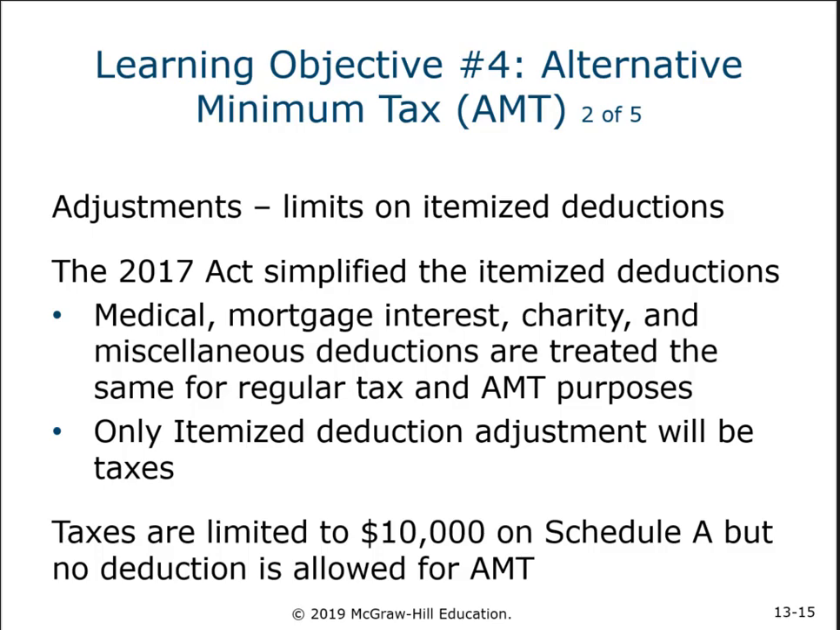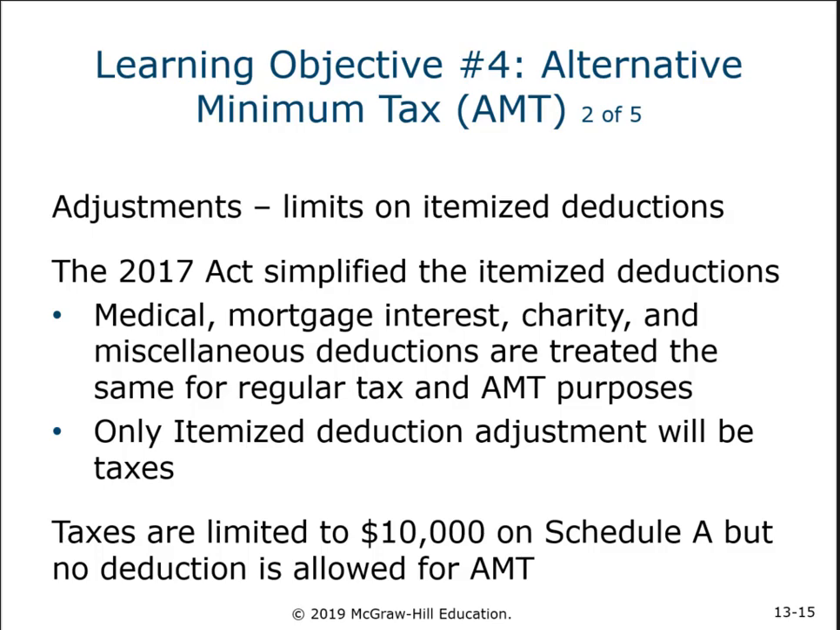Since 2017, the only itemized deduction that is different for AMT is state and local income taxes and your property taxes, which are all limited to 10,000. Remember when we covered that in Chapter 5. So the most that you would be adding back: you start with your taxable income, and you add back, because you subtracted out all of your itemized deductions from Schedule A to get your taxable income. But now you're adding back the 10,000 because that's not allowed for AMT purposes.